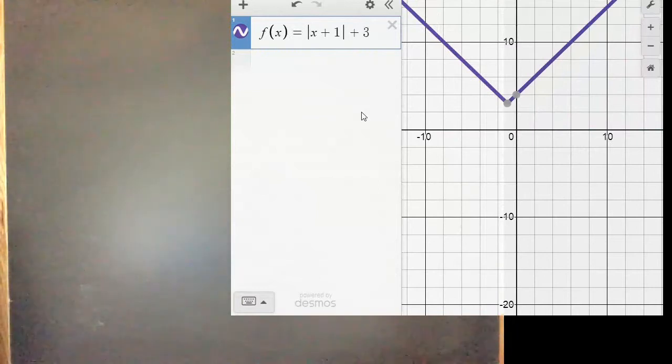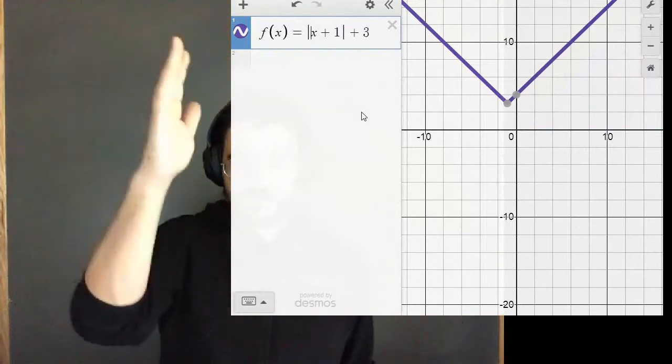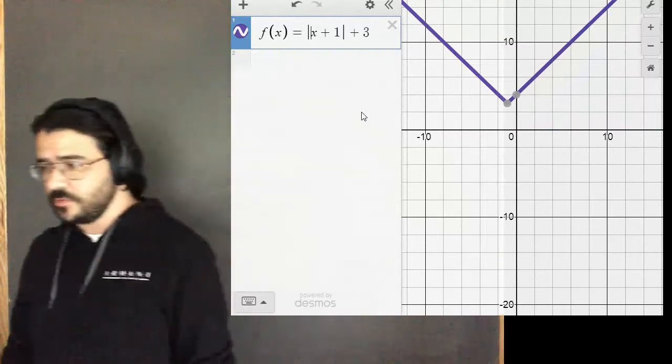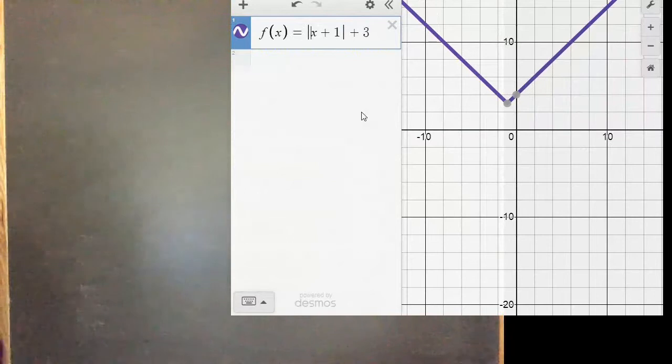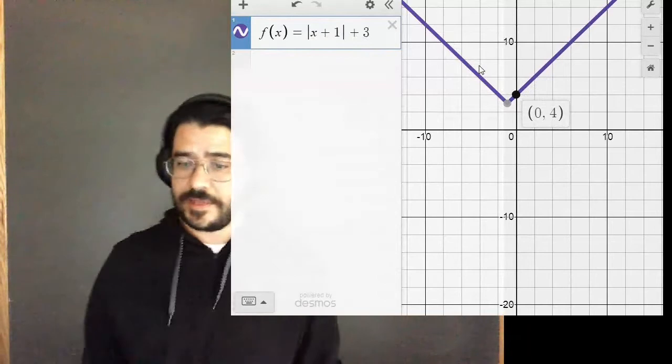And what we're going to be interested in doing, so notice that this is a function. It passes the vertical line test, right? So it hits every vertical line in at most one spot, so it's definitely a function. And here's the equation for it. So if we wanted to figure out the y value, we just have to plug in. For example, here, if we plug in 0, we get 0 plus 1, the absolute value of that is just 1, 1 plus 3 is 4. So every point you're seeing in the purple graph here is just obtained from that function.